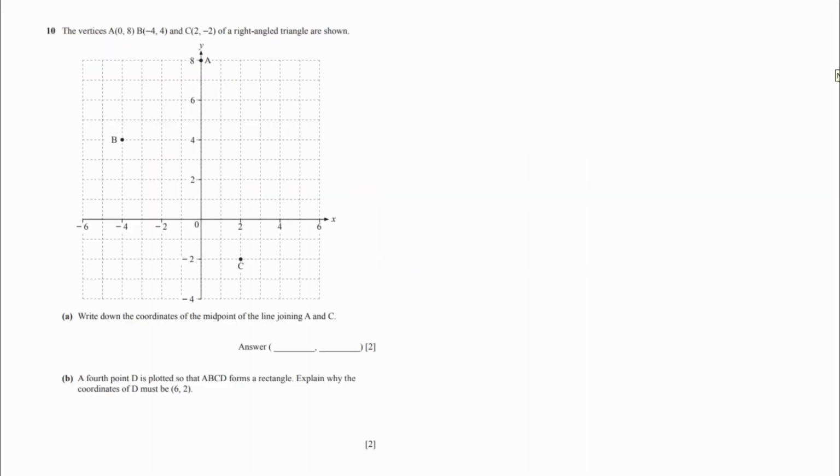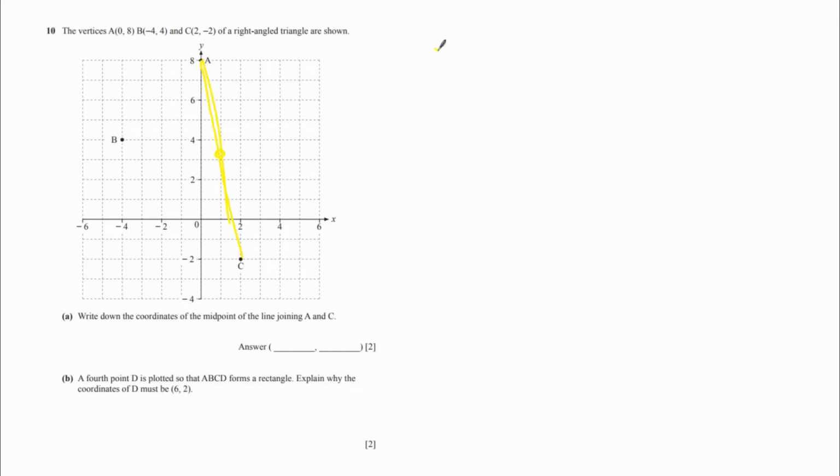Okay, we go to the next question. The vertices A (0, 8), B (-4, 4) and C (2, -2) of a right angle triangle are shown. So we have A in here, B, and we have C. Write down the coordinates of the midpoint of the line joining A to C. So if I join this A to C, what are the coordinates of the midpoint?